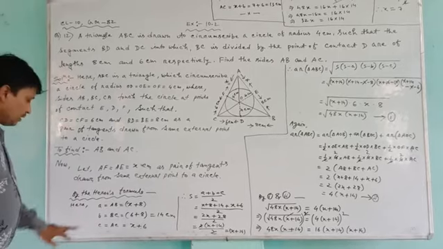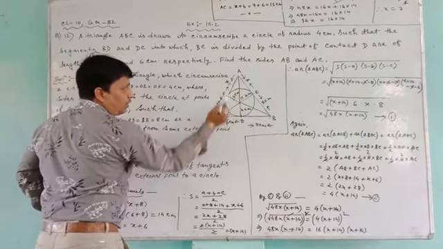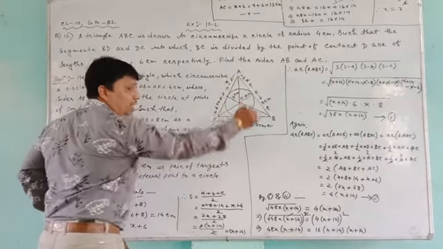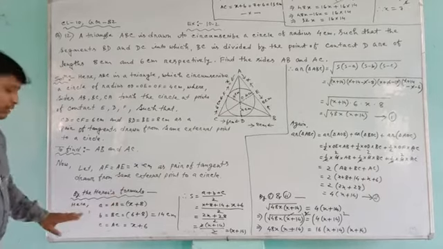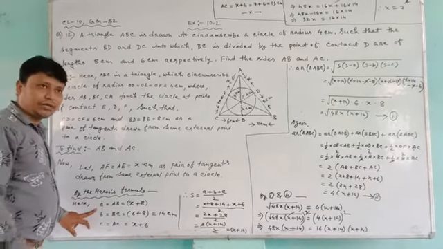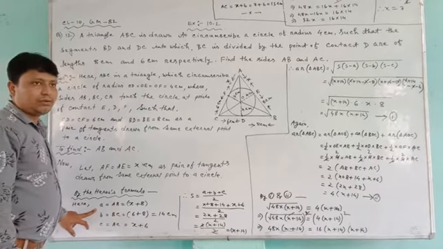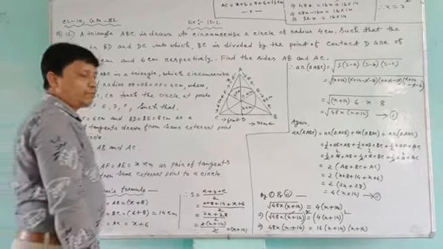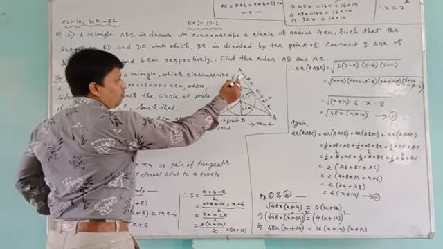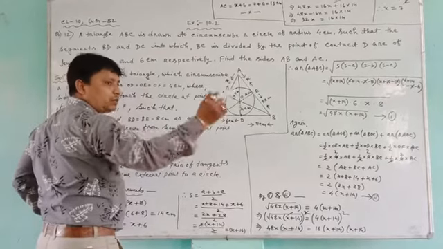After that, we have found the area of triangle ABC. The whole area we have found by using Heron's formula. Heron's formula I already taught in class 9. You already know Heron's formula: root over S into S minus A into S minus B into S minus C. There we have to declare the three sides A, B, C.